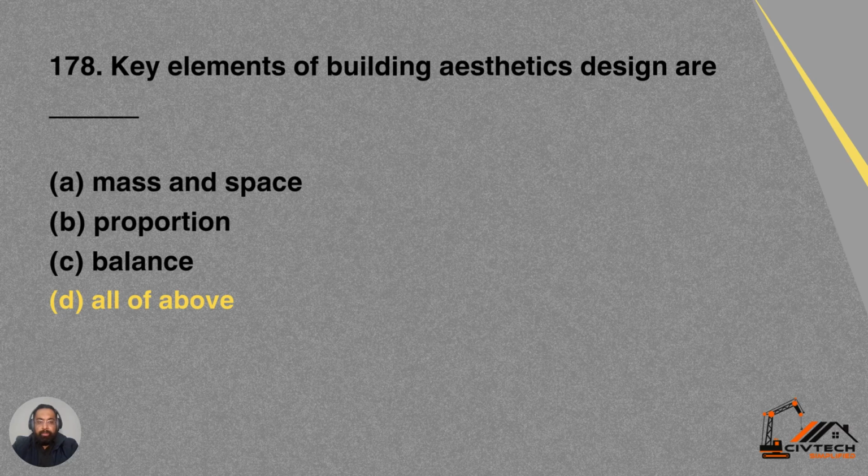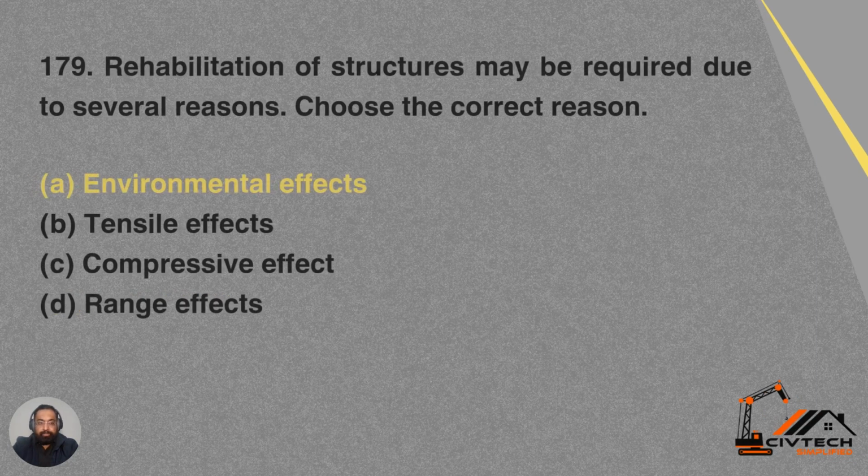178. Key elements of building aesthetics design are dash. Option A, mass and space. Option B, proportion. Option C, balance. Option D, all of the above. So key elements of building aesthetics design are all of these: mass and space, proportion, and balance. So D is the correct answer.